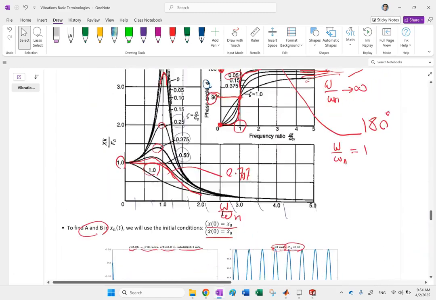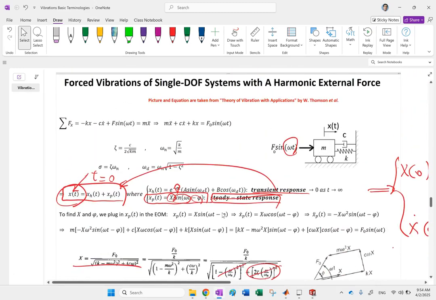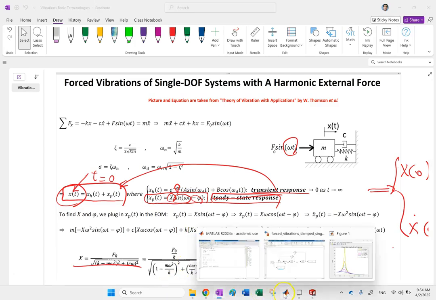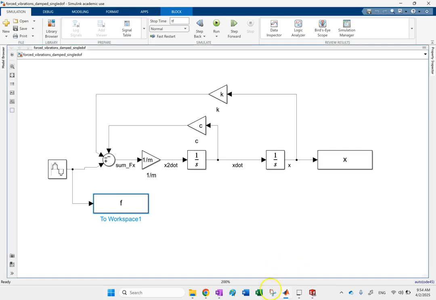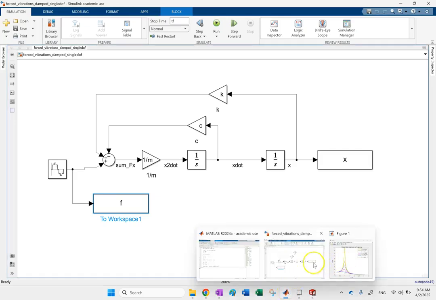So hopefully this introduction to forced vibrations of single DOF systems with damping with a harmonic external force was useful to you. Again, I'll give you a download link for the MATLAB code and for the Simulink file, so you can change the parameters and get different results if you want to.